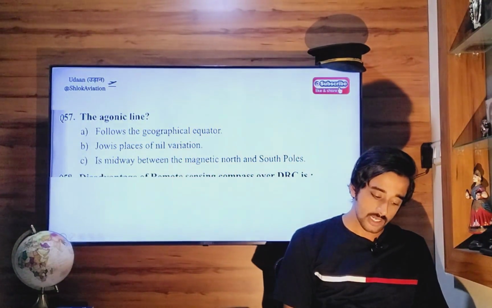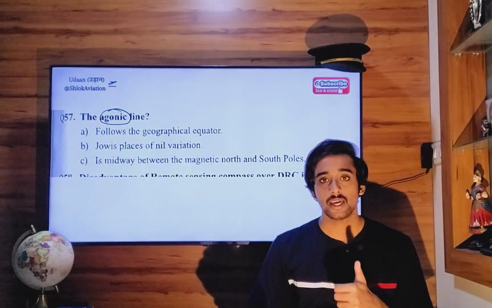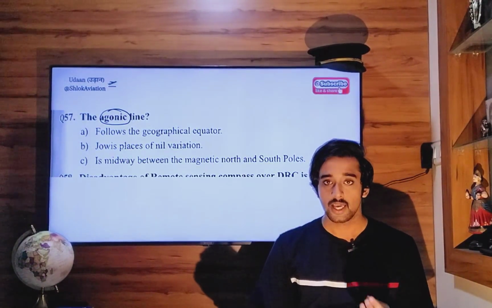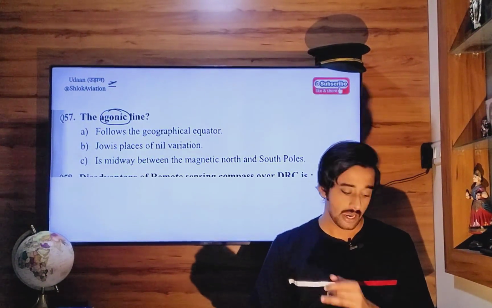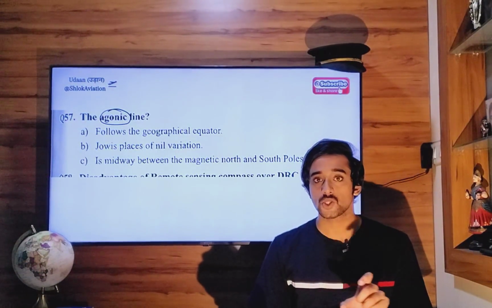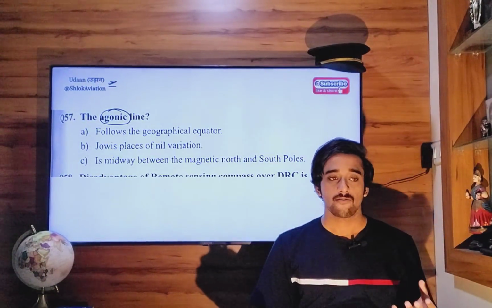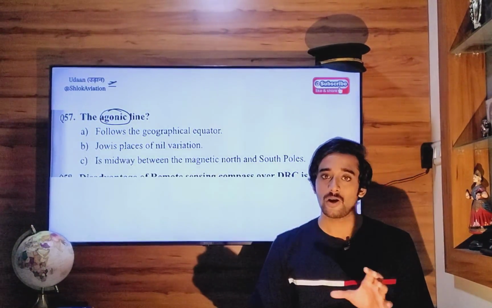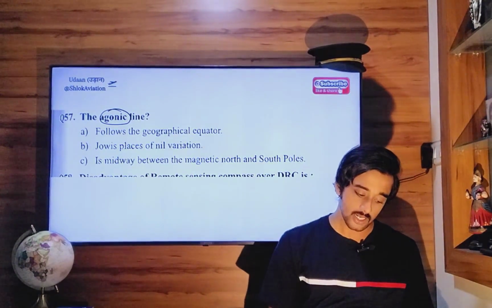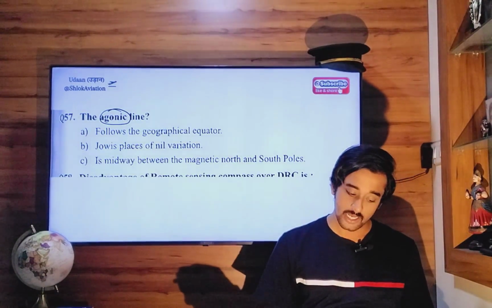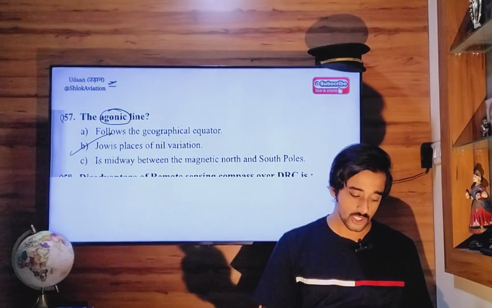The agonic line. Now what is agonic line? We have two lines. Isogonal lines: lines joining places of equal magnetic variation, equal magnetic variation of values more than 0 degree. And agonic line is that line which joins places of only and only 0 degree variation. So places that have variation value of 0 will be connected with a line called agonic line. Follows geographical equator, not necessary. Joins places of nil variation, yes. Is midway between north and south poles, wrong.